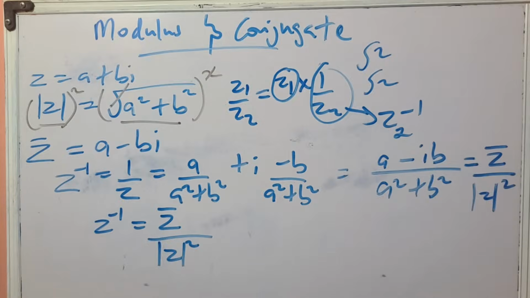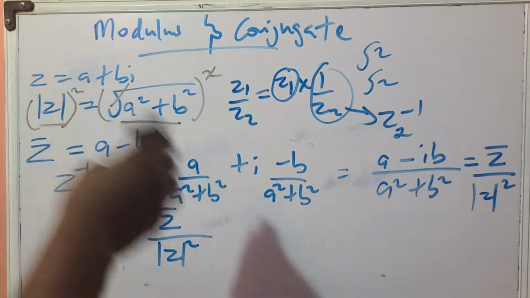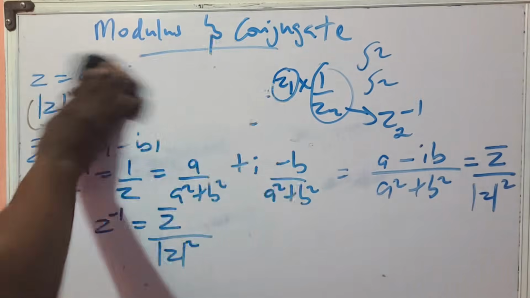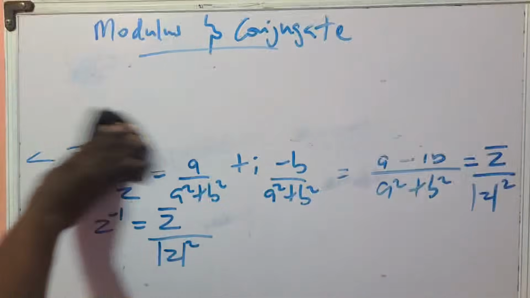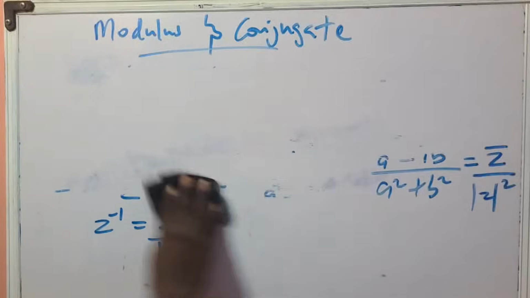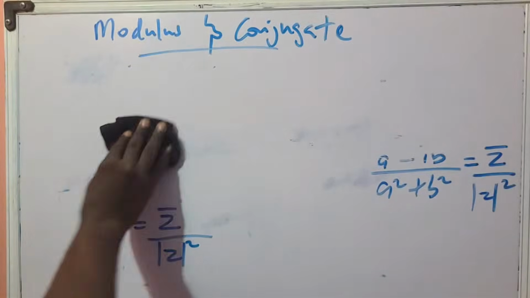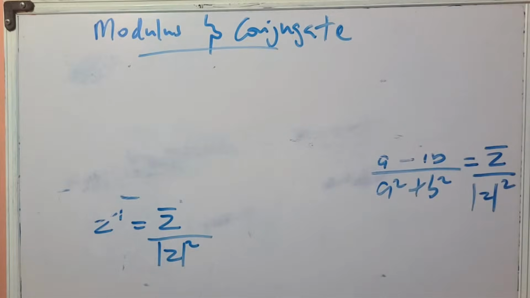Now, let's try and put an application on all this. But before we put an application, let's quickly talk about some very, very important properties that you must know around all these things. All right. I'm sure you guys really understood what we're saying. It's very simple, and there's no big deal around it. So let's talk quickly about some properties around modulus and conjugate of complex numbers.